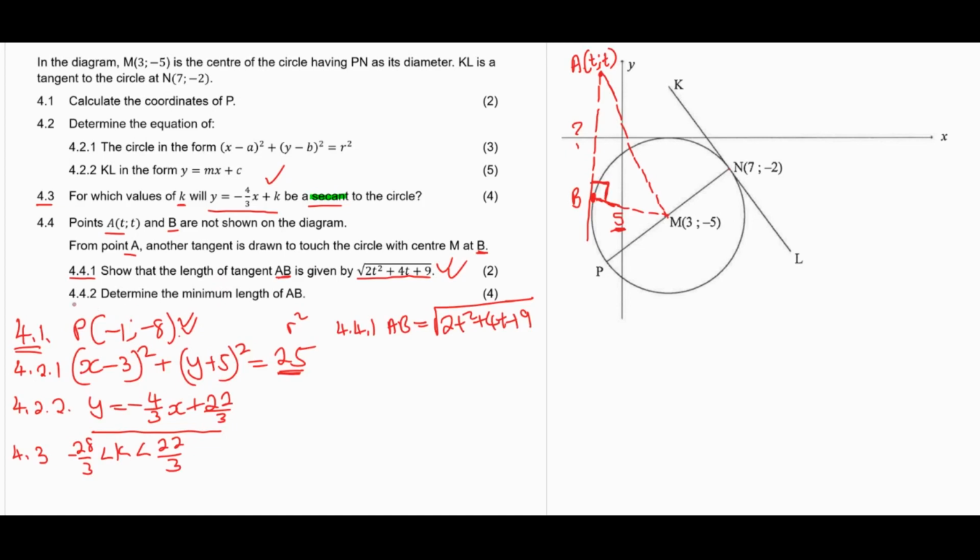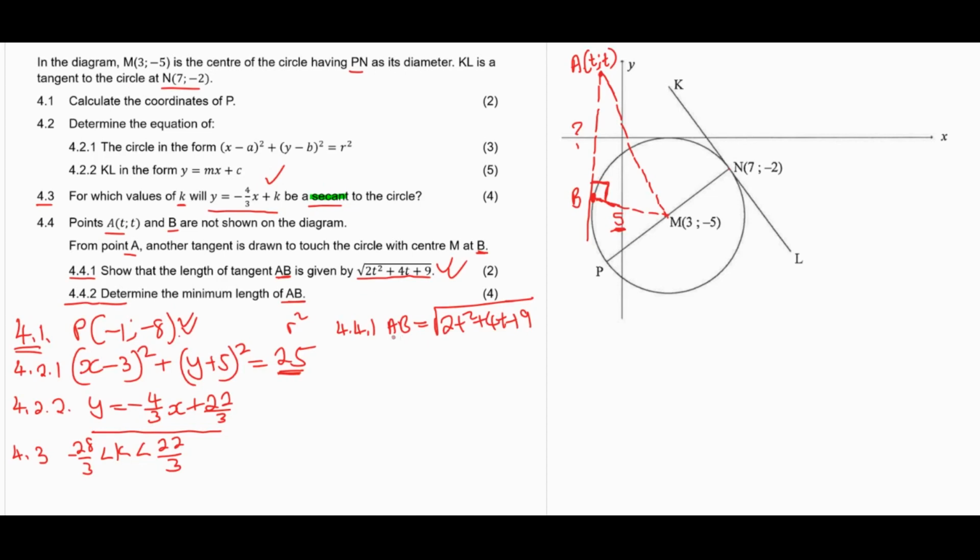Welcome back. Let's do question 442. In the diagram, M is the center of the circle having PN as its diameter. KL is a tangent to the circle at N. Determine the minimum length of AB.